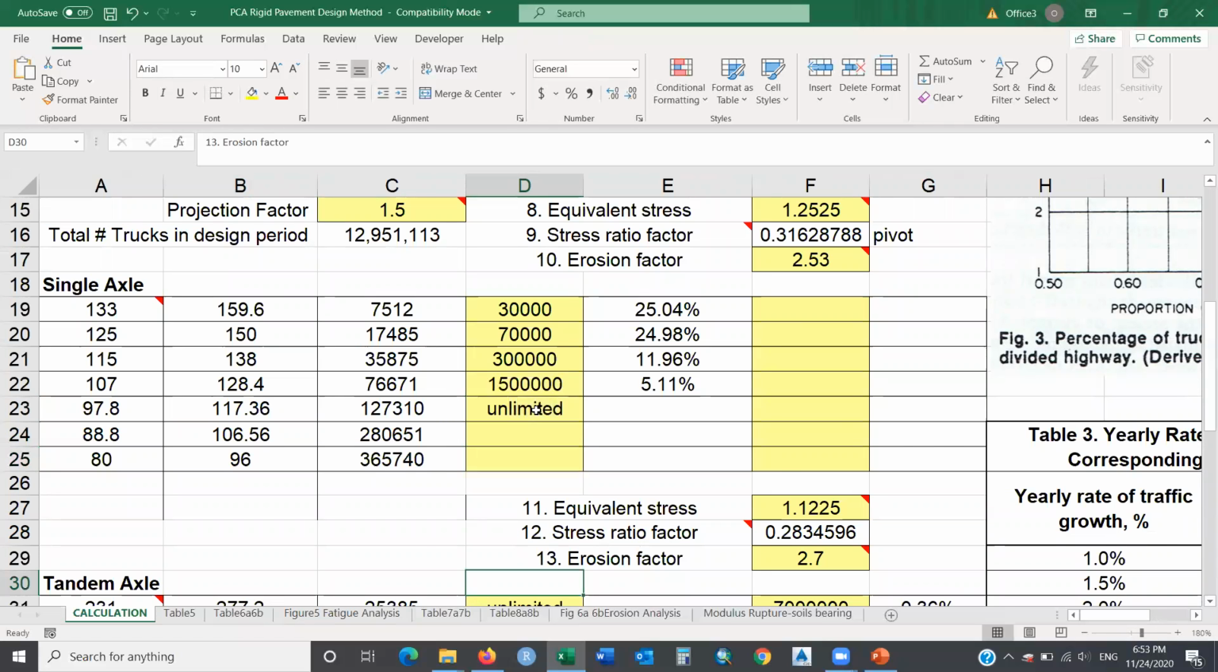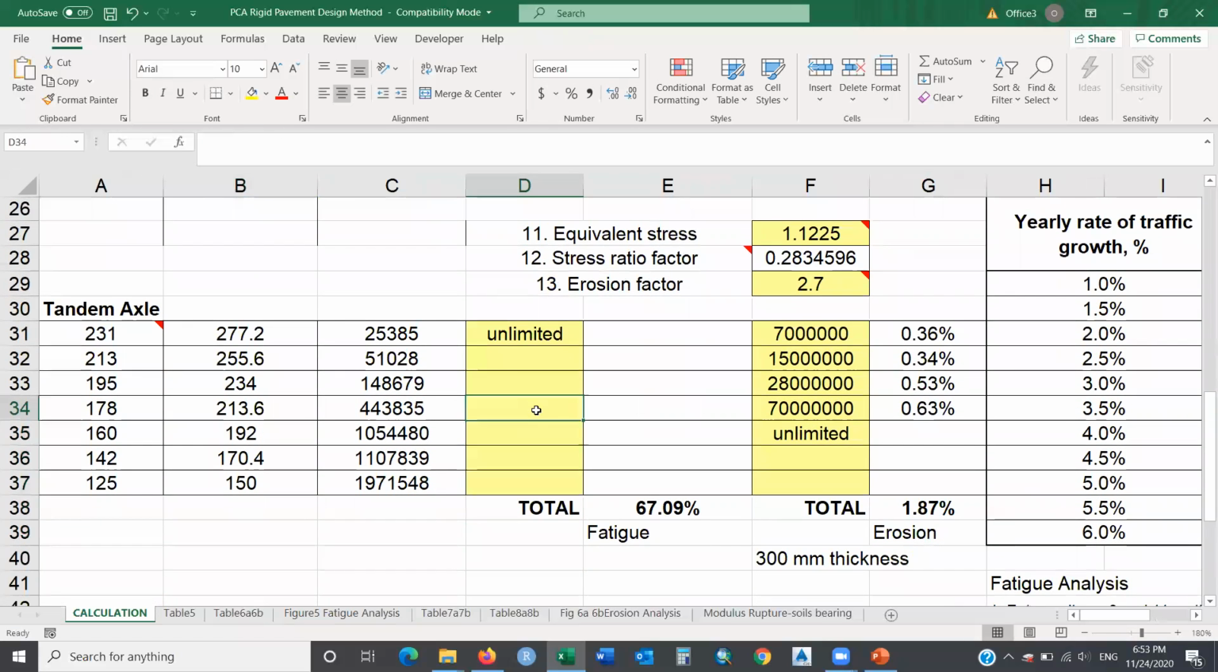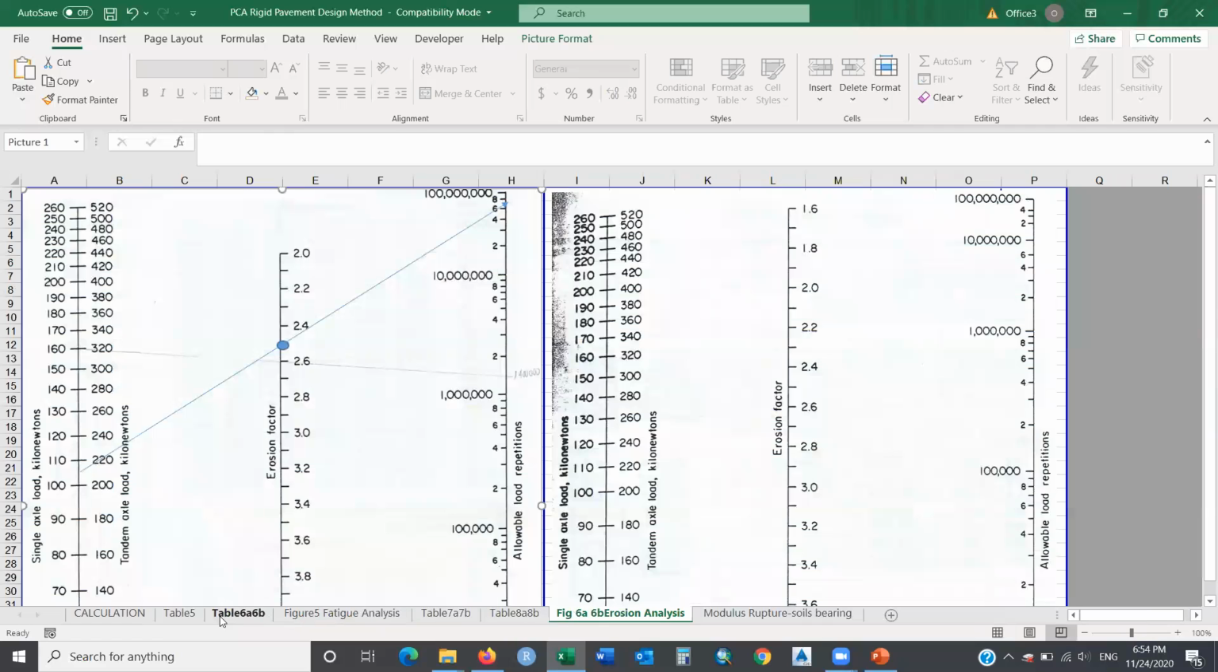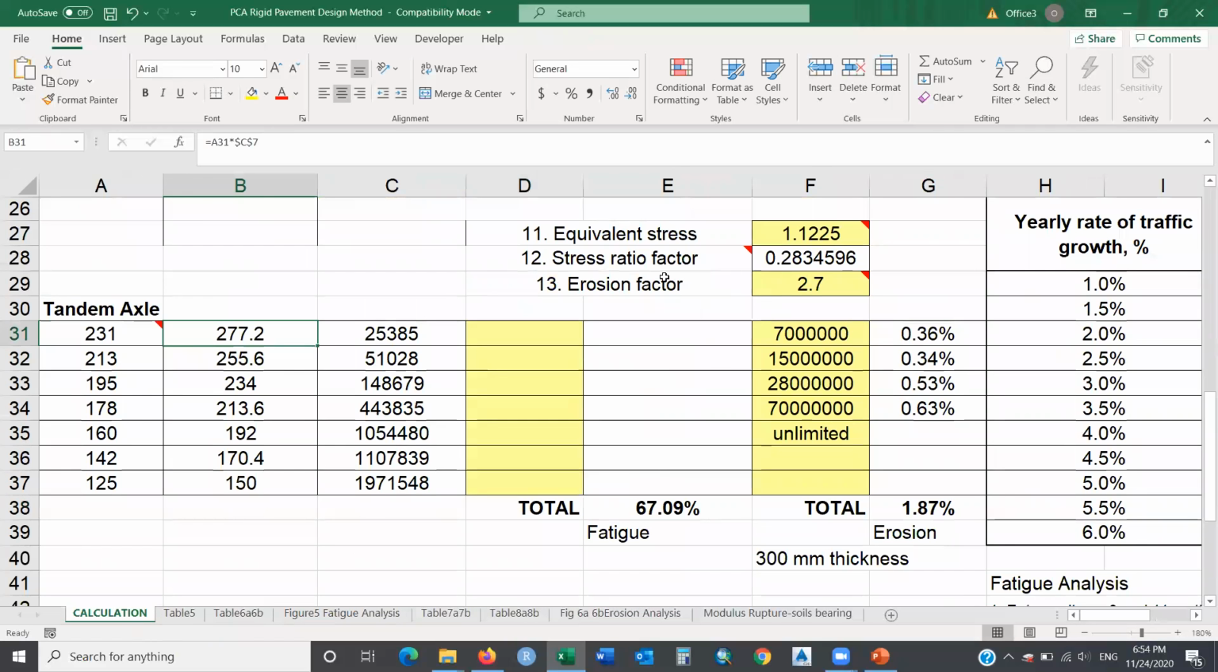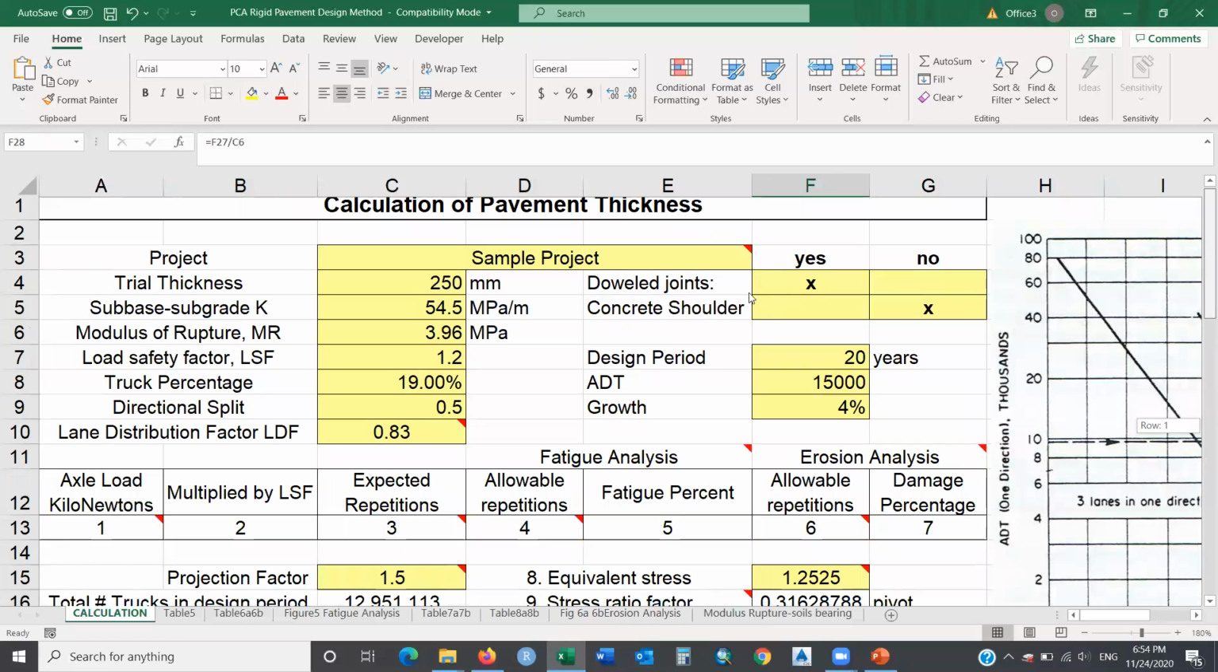I still have to run the tandems. 277. Oh, and what is the pivot? The pivot for tandem, for fatigue, is a stress ratio. This is the pivot. It's 0.28. And remember, I have to read from the dowel, yes, shoulder, no.